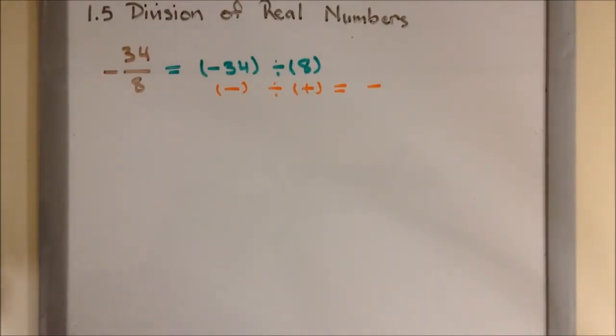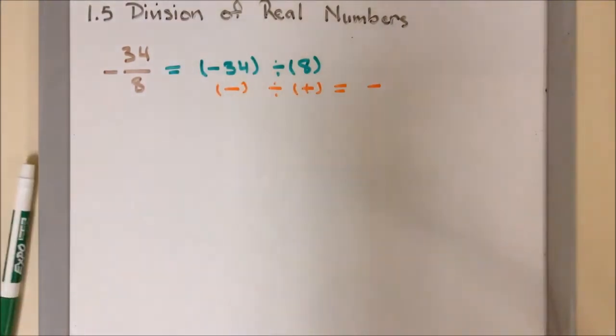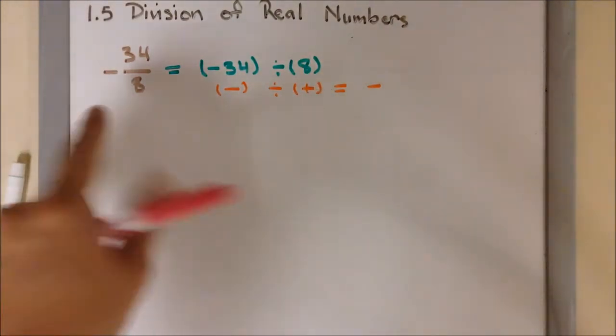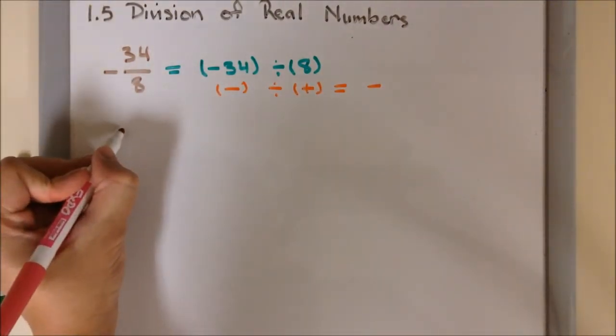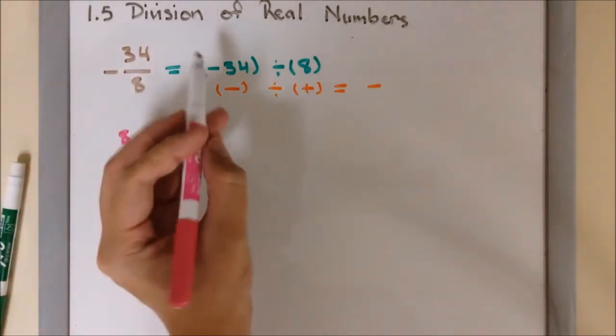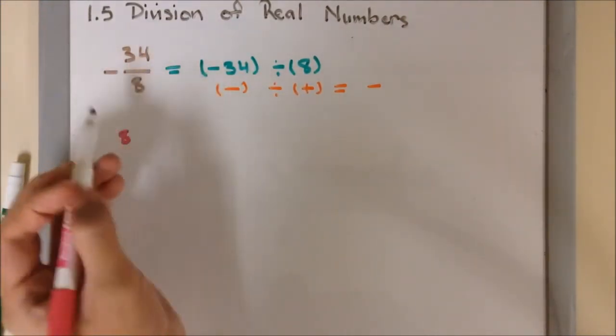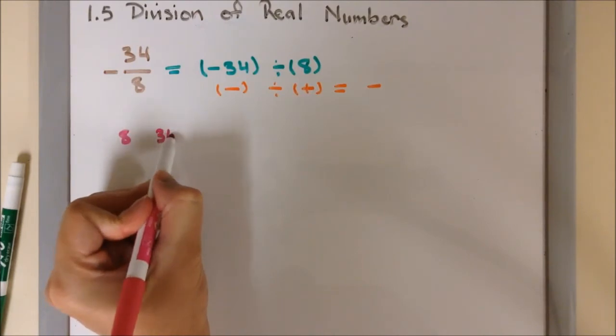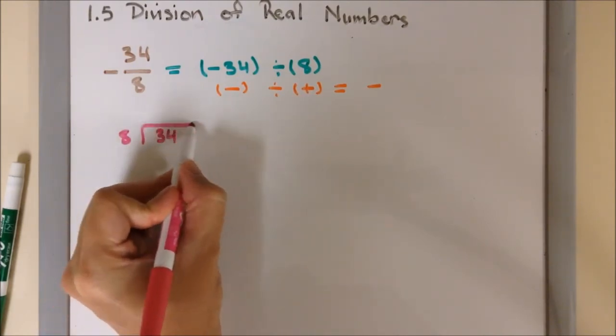So just like multiplication, when it comes to division, we're just going to focus on just the numbers. So what's our second number, or denominator? It goes on the outside. What's the first number, or the numerator? Goes on the inside. Alright.